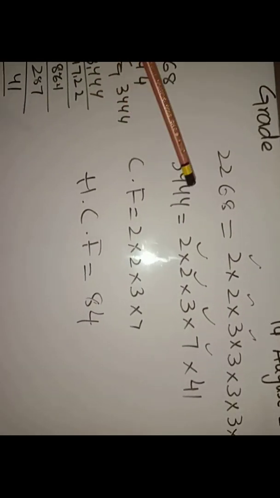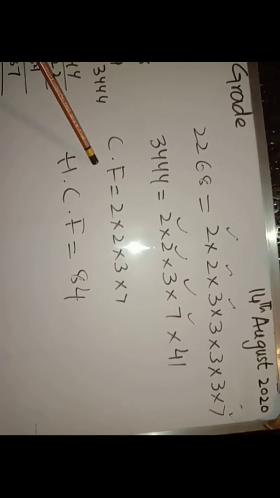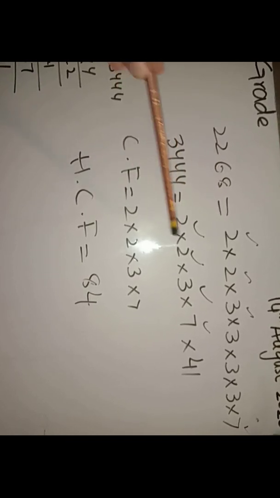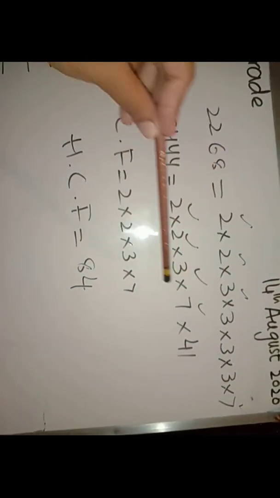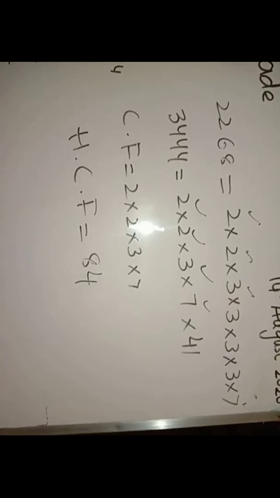We write all the factors over there, of 2268 and 3444. What are the common factors then? 1, 2 is in both numbers, 2, 2, 3 and 7. So by multiplying all the numbers, we got the HCF, which is 84.